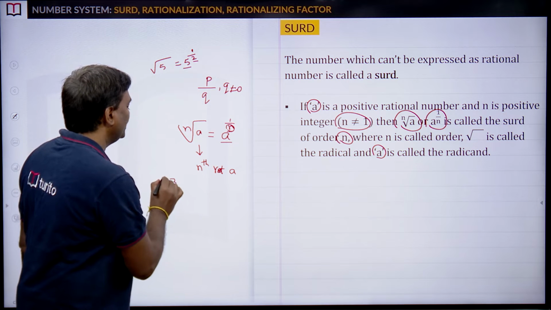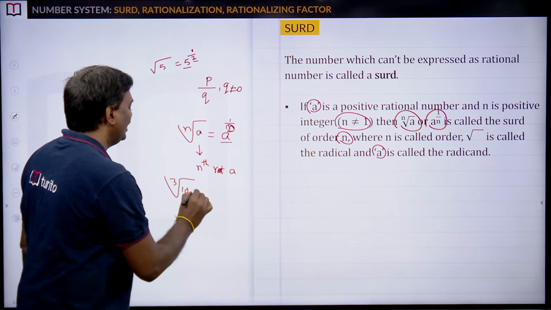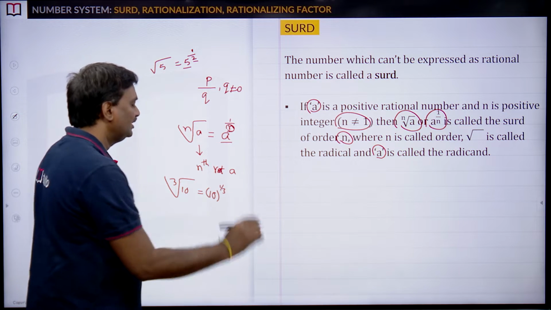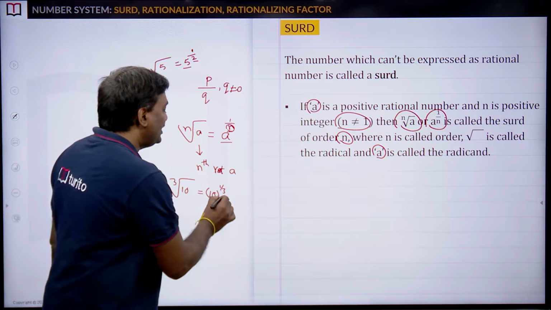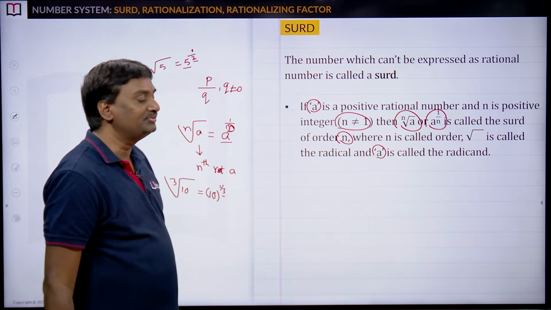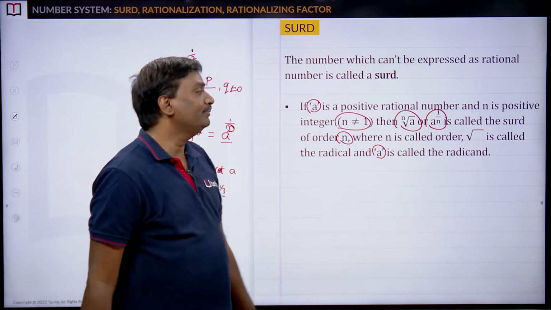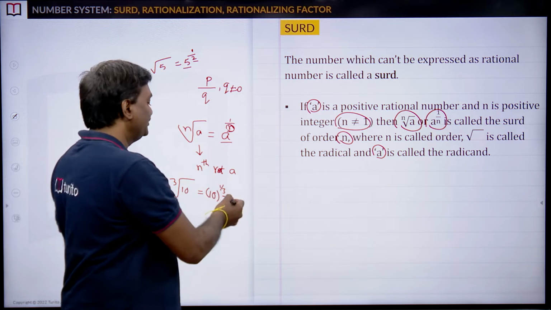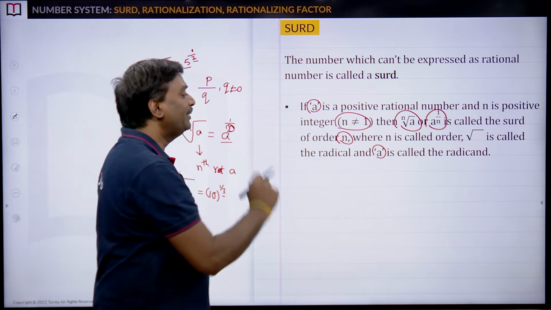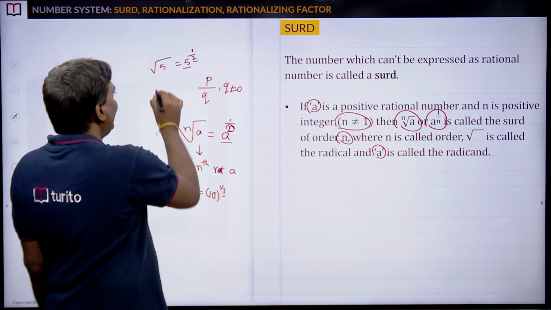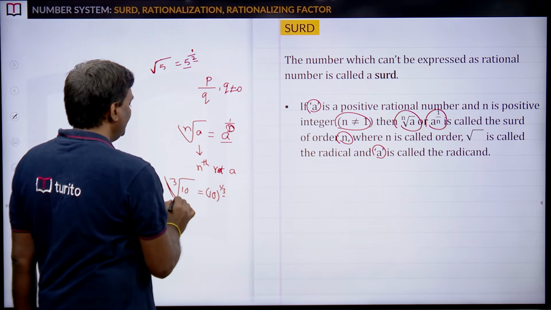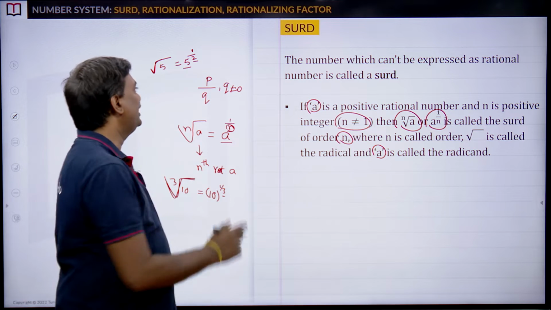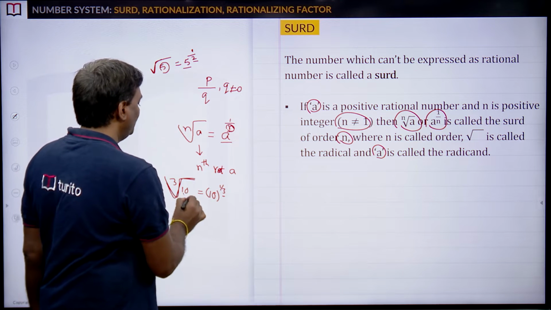Similarly, suppose we have cube root of 10, how can you write it? 10 power 1 by 3. Here in place of n we have 3, that is why we can say this is a third order surd. Where n is called the order, means 2 is the order here, 3 is the order here, and this symbol is known as the radical, and A is called the radicand. A means here we have 5, here we have 10.